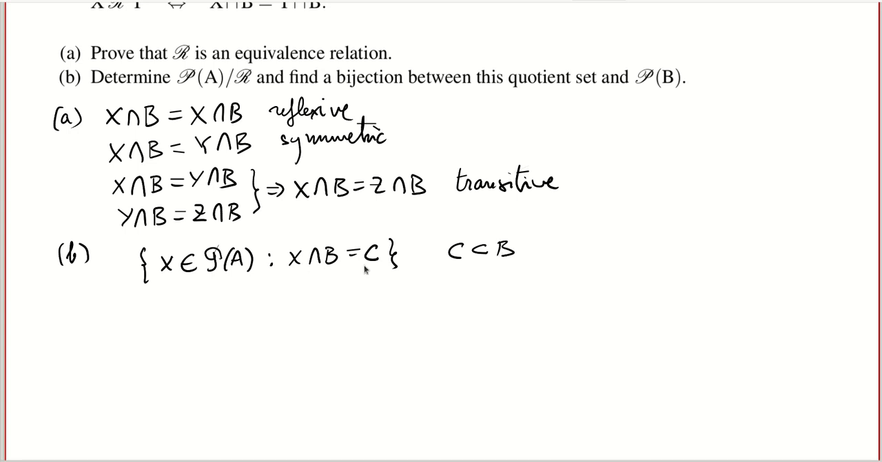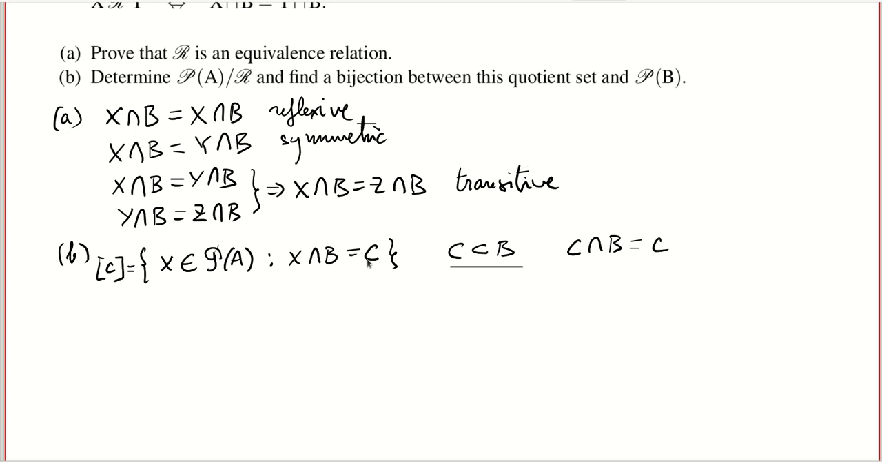Now notice that C, the intersection of X with B, is a subset of B. It's part of B, because it's the intersection of B with something else. Not only that, the intersection of C with B, because C is a subset of B, is just C. So C is part of the class. So actually we can take C as the representative of the class. So for any C which is a subset of B, we can define the class generated by C, and it's the class of all subsets of A whose intersection with B is precisely this set C.